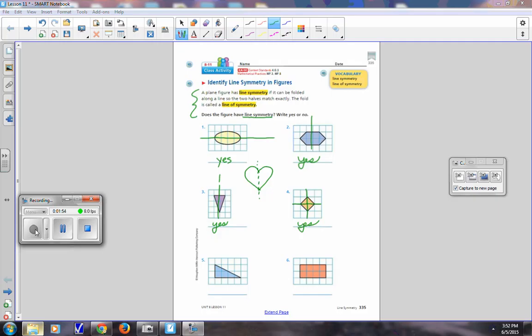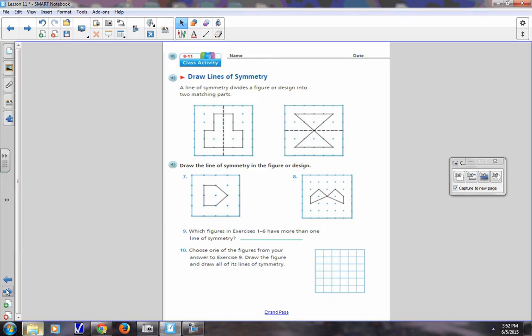Can we fold this one, number 5, and get both exact same halves? No. This one does not have line symmetry. This one has a couple. We can go this way, we can go this way. So yes. Think of a butterfly and how its wings are exactly the same on the left and exactly the same on the right, and the body of the butterfly would be the line of symmetry.